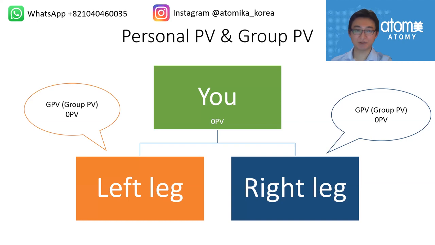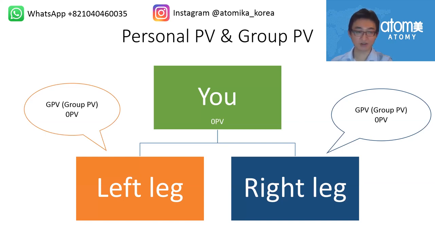Also, there are two types of PV, personal PV and group PV. Personal PV can only be accumulated and can never be nullified. So every purchase you make under your account adds to your personal PV amount. And every purchase your partners make adds to your group PV amount.